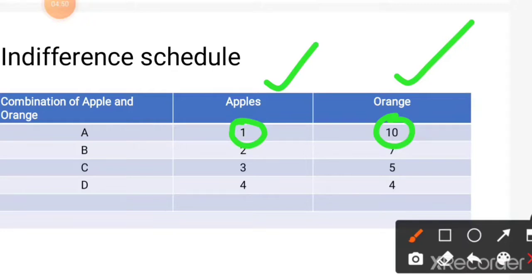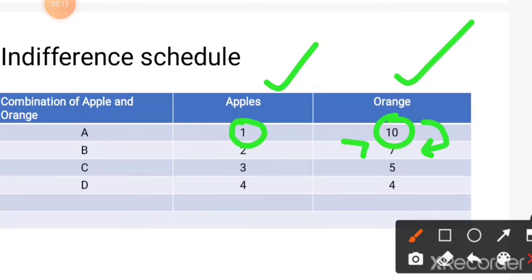So, the same kind of satisfaction he wants to get from the combination B also. So, that is why he will give some 3 oranges to his friend. After giving 3 oranges, how many oranges have been left with him? They are 7. Okay. So, he gave 3 oranges and 7 oranges are left with him.